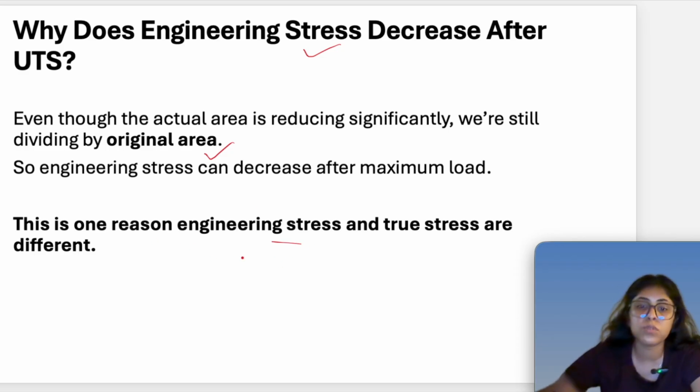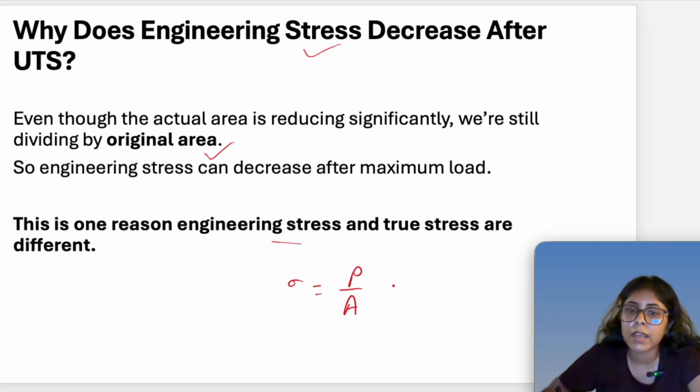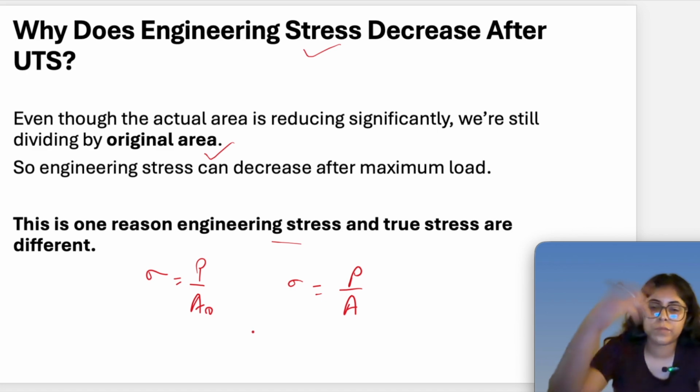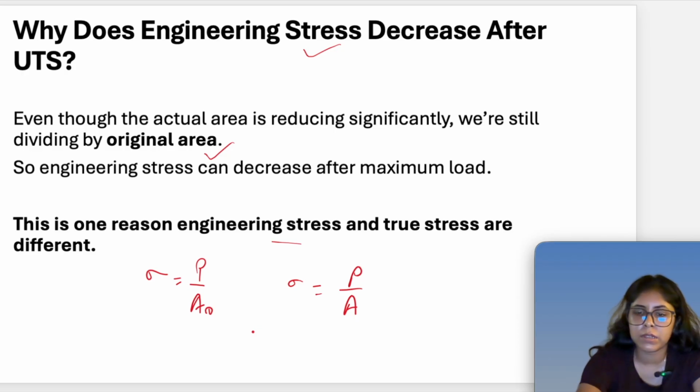This is the reason engineering stress and true stress are different. True stress sigma is equal to P upon A, whatever the area is at that time, that only we have to put. But engineering stress is P upon A naught. The original area that we considered is taken as the actual area in the case of engineering stress. So this is a limitation. We can't just measure area at each and every point, so we have to make an assumption that the area is the original one that we took.